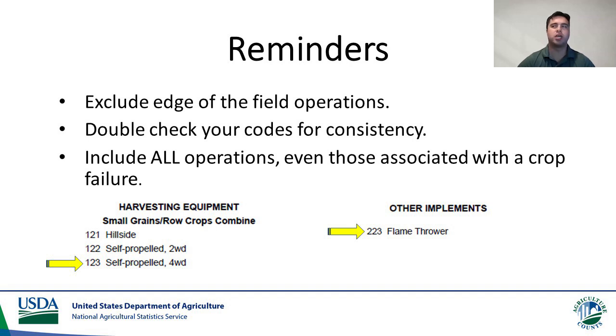Always make sure to double check your machine and crop codes for consistency. Getting one digit wrong can be the difference between a crop harvester and a flamethrower. Lastly, make sure you include all field operations, even if they include the failure of one crop, requiring more tillage and replanting of a new crop. You must have the dates and sequence number of operations in the correct order.